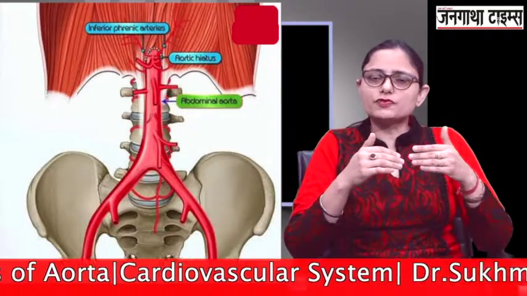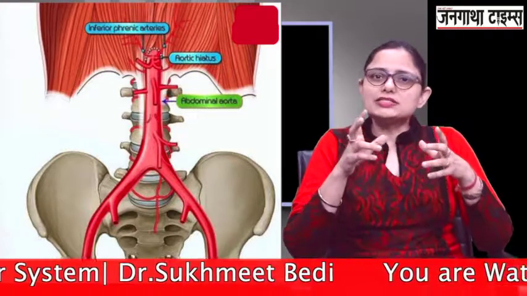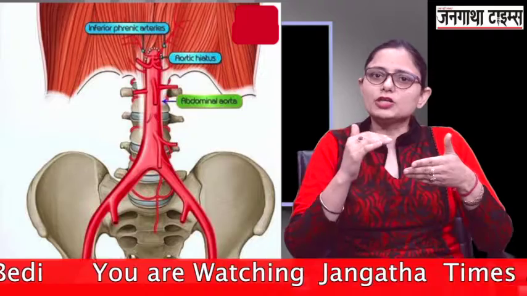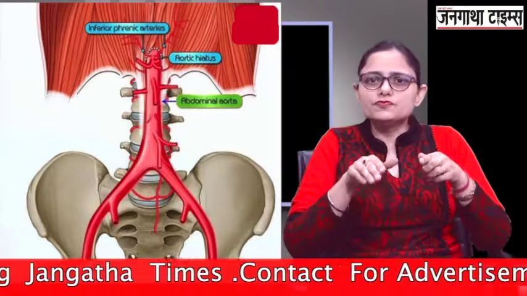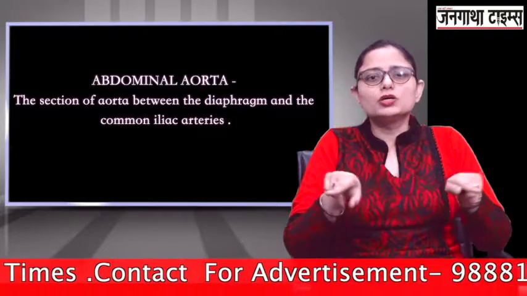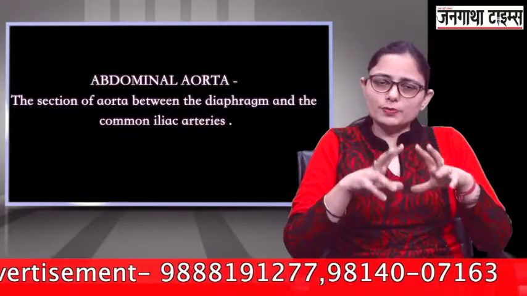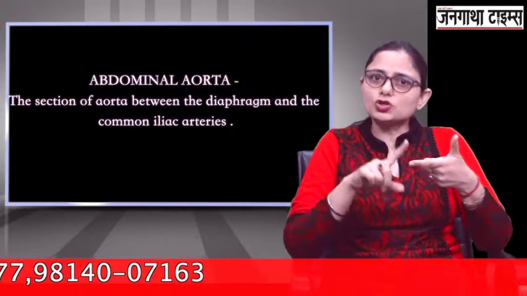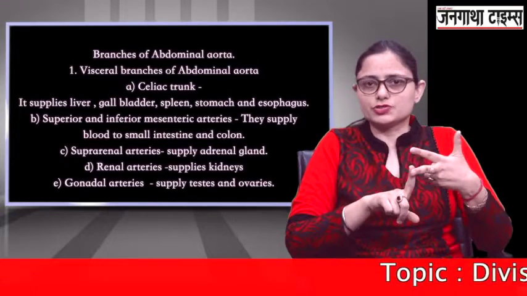Now last part is the abdominal aorta. Abdominal aorta is that part of the descending aorta which begins from the aortic hiatus and it ends to the division into the two common iliac arteries. So this abdominal aorta becomes that part of aorta which lies in the abdomen, and it also gives two types of branches, the visceral branches and the parietal branches.